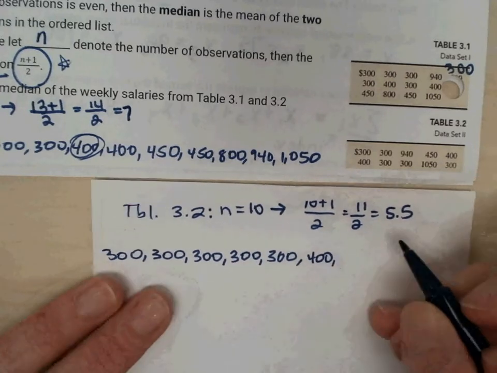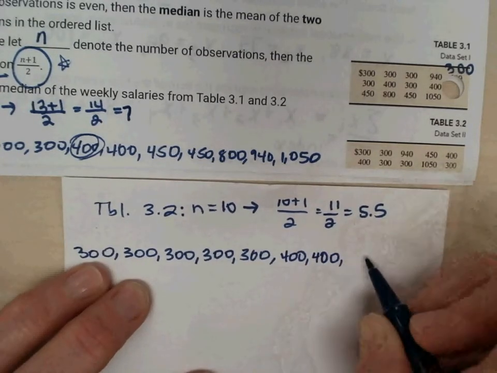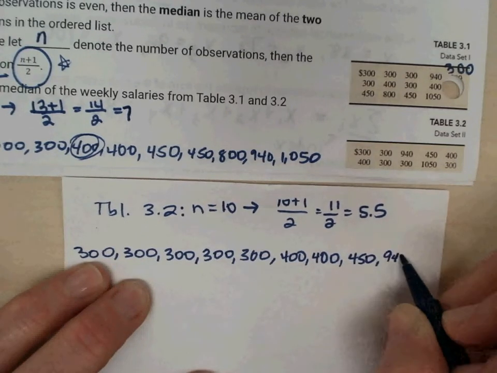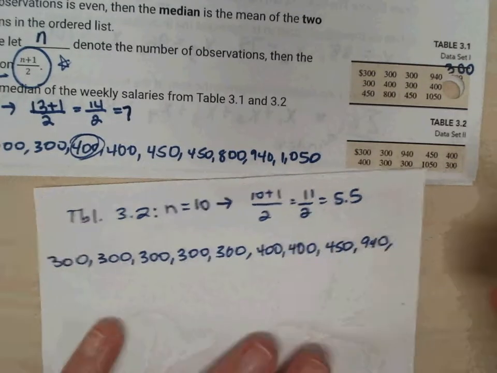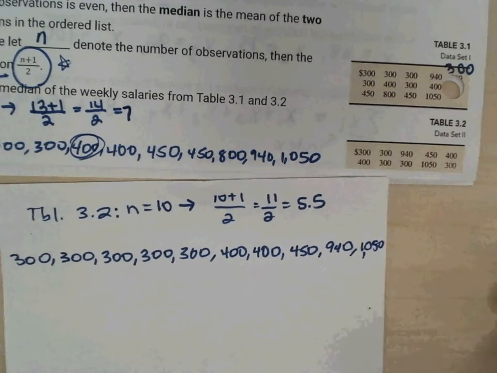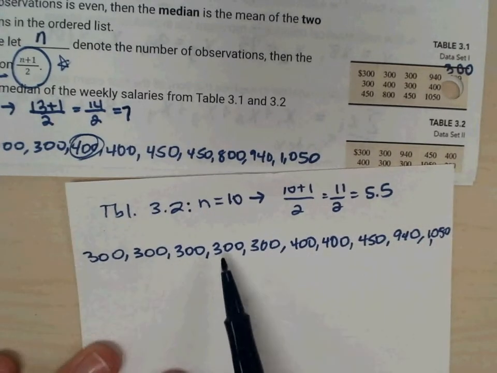Okay, then what? 2 400s? Then what? Wait, I skipped over. 450, okay, then what? What's next? Thank you. Oh, man, I was close to the edge there.